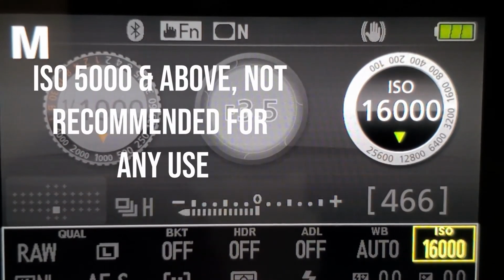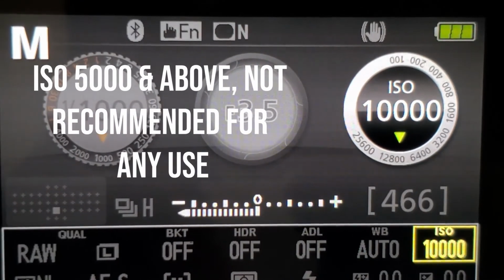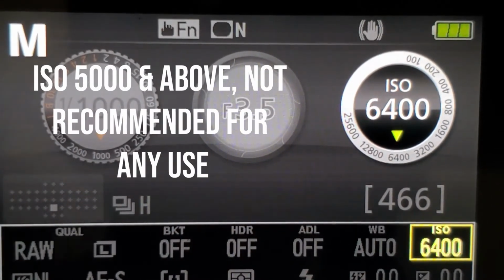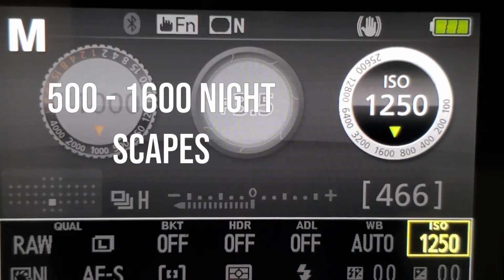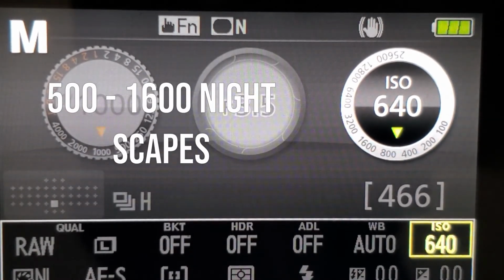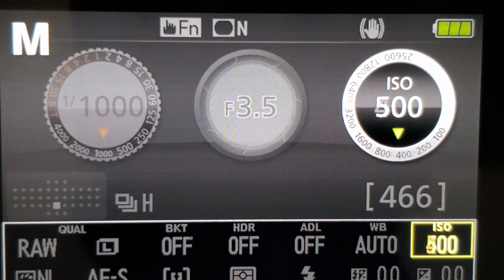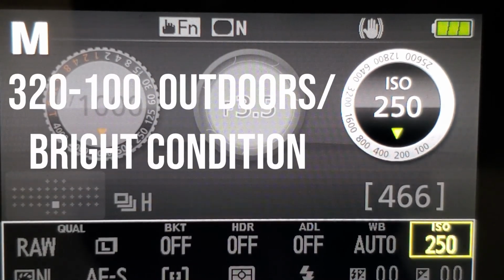You might have already heard of a term called base ISO. Base ISO is the lowest ISO that your camera has, which produces the best quality images. Most cameras have a base ISO of 100, and your phone cameras can go as low as 64 or even 50.